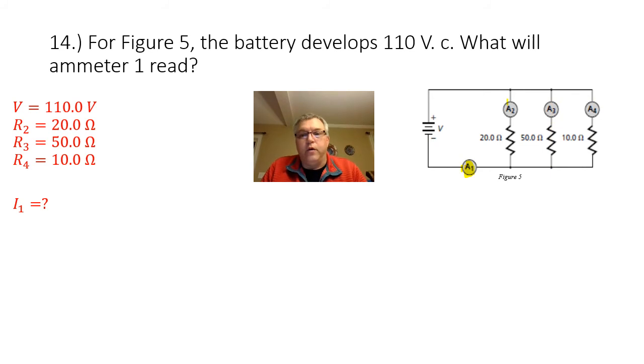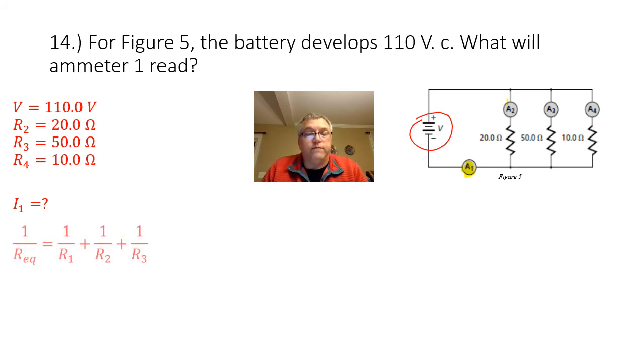So I know that in order to find the current for the entire circuit, I need to know the voltage for the entire circuit, as well as the resistance for the entire circuit. The voltage I'm given, 110 volts, so that's the voltage going across the battery here. And I know that in a parallel circuit, the voltage is going to be the same across each branch of the circuit. But now I need to know the equivalent resistance.